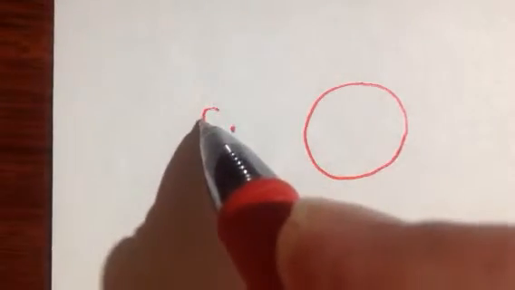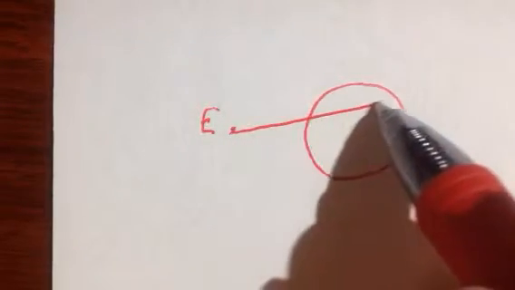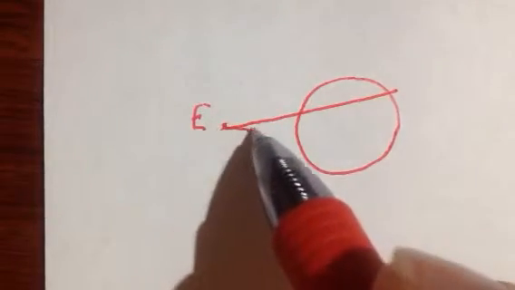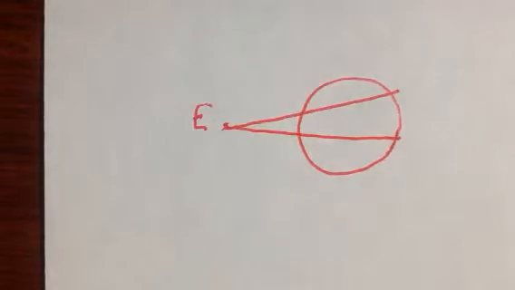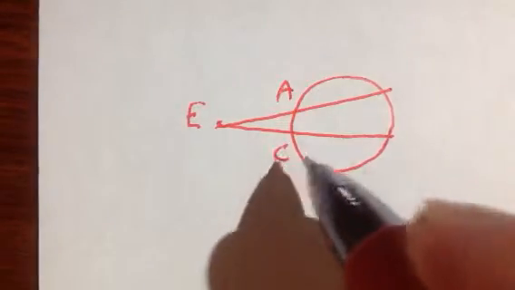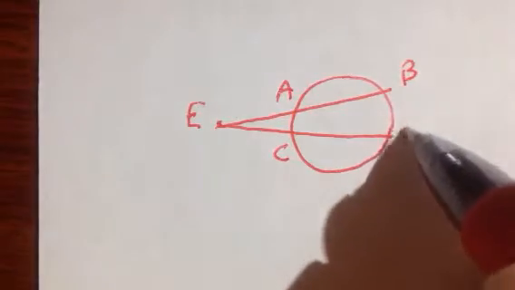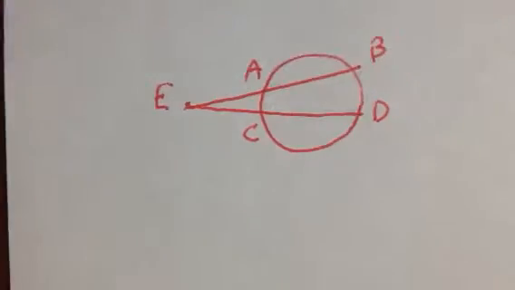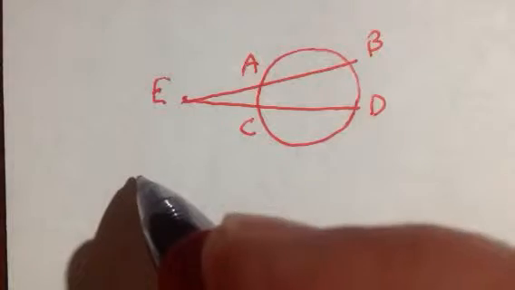So that, for example, if we start with a circle such as this, and we have two secant segments, let's say coming from a common point E. One going like this, one going like this. So we have the two secant segments intersecting the circle, let's say in points A and C and points B and D.